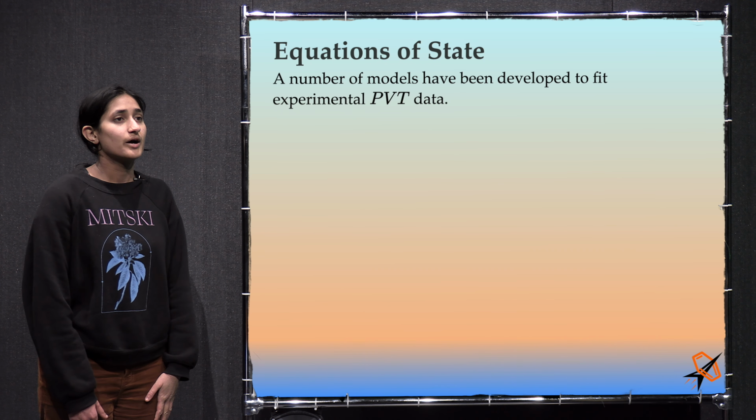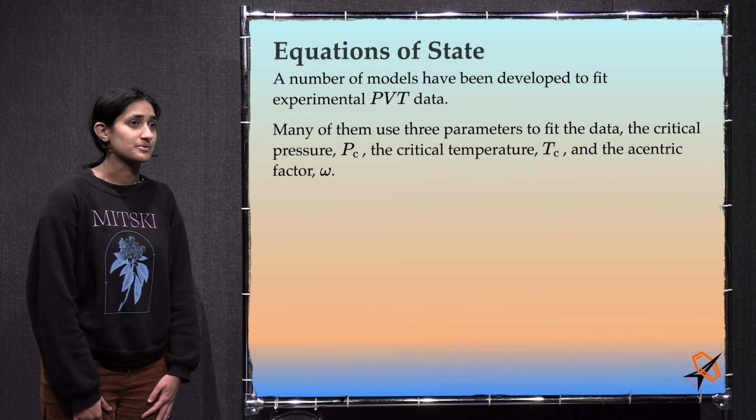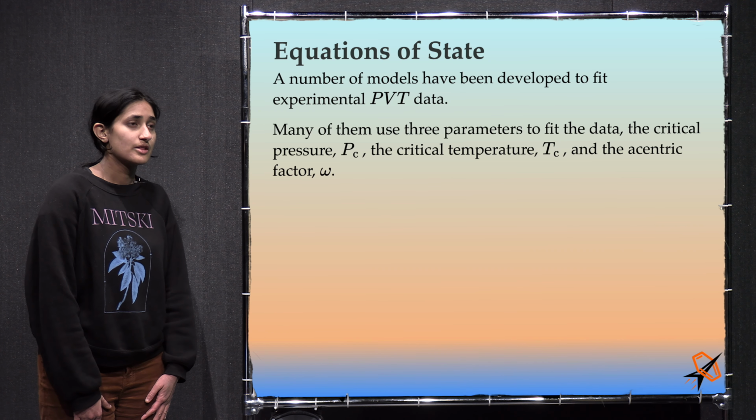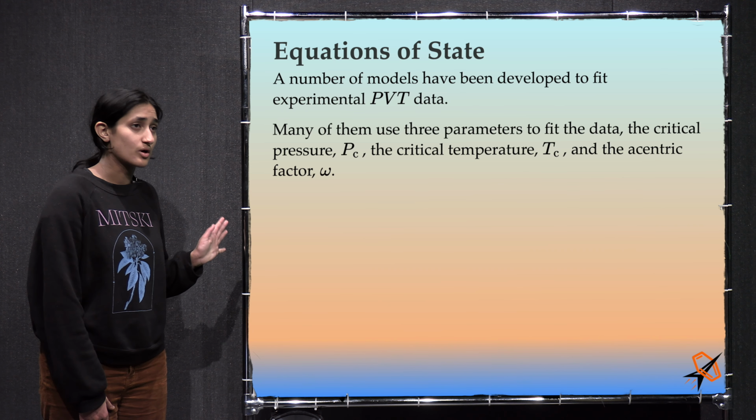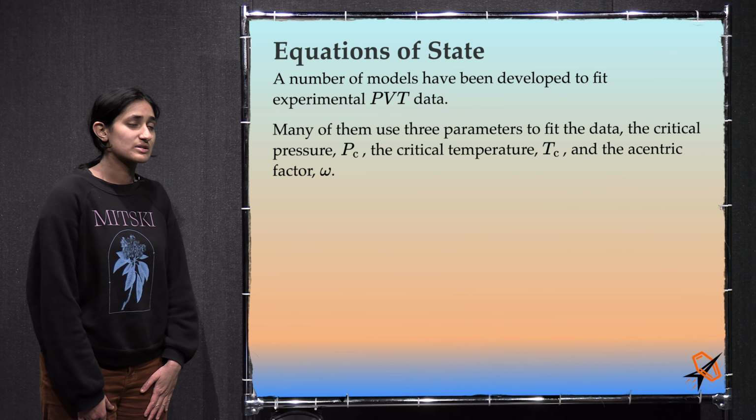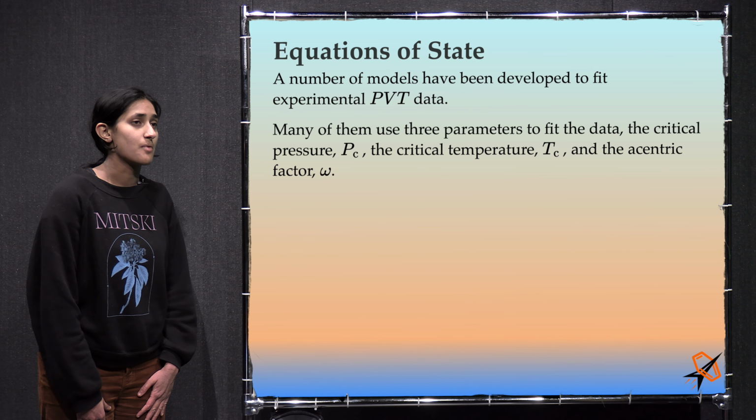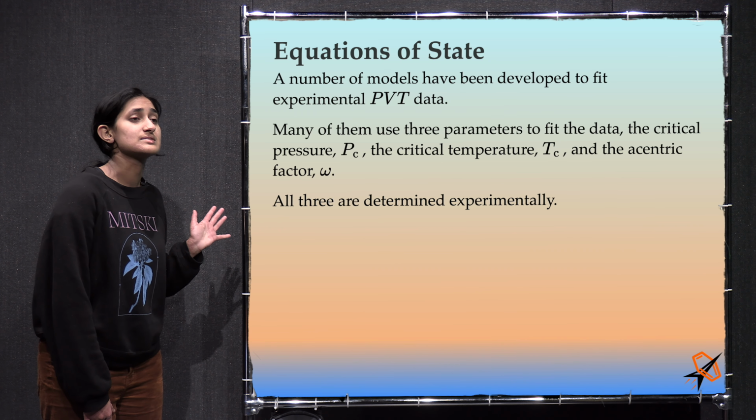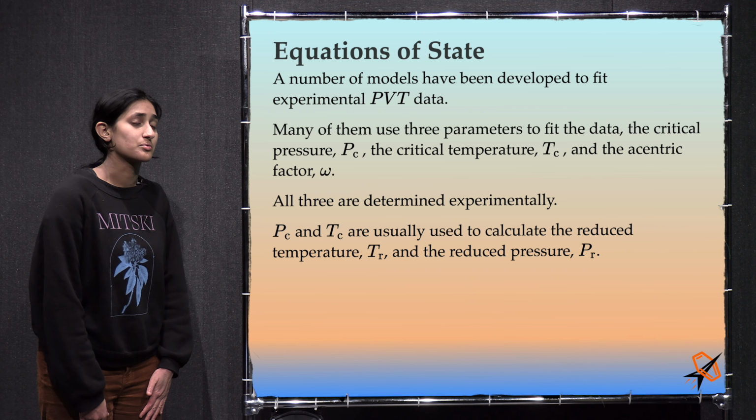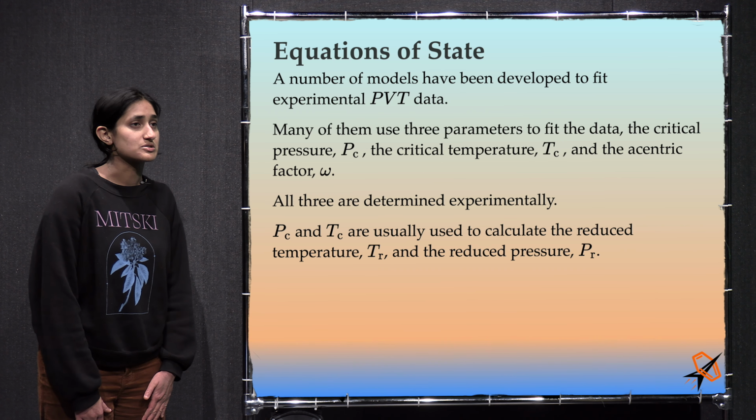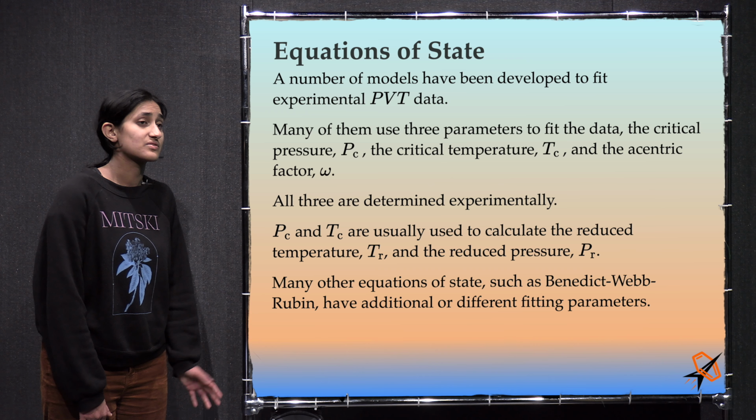The generalized compressibility chart is okay for quick calculations, but we probably need something that can be automated or programmed. A number of models have been developed to fit experimental PVT data. Many of them use 3 parameters to fit the data: the critical pressure, Pc, the critical temperature, Tc, and the acentric factor, omega. What is omega? It would take too long to explain how it is measured and why. For now, it is a material parameter available on the web and in other resources. The larger it is, the less symmetric the molecule is. All 3, Pc, Tc, and omega, are determined experimentally. Pc and Tc are usually used to calculate the reduced temperature, Tr, and the reduced pressure, Pr. Many other equations of state, such as Benedict-Webb-Rubin, have additional or different fitting parameters.